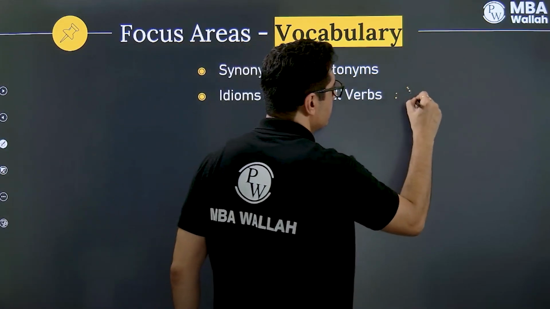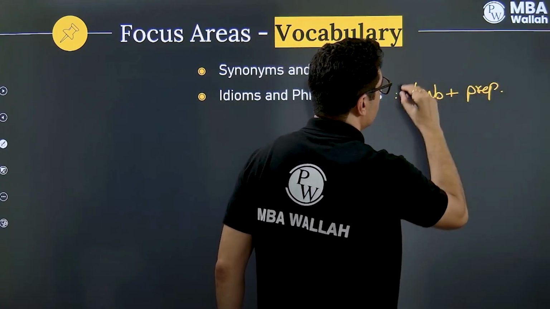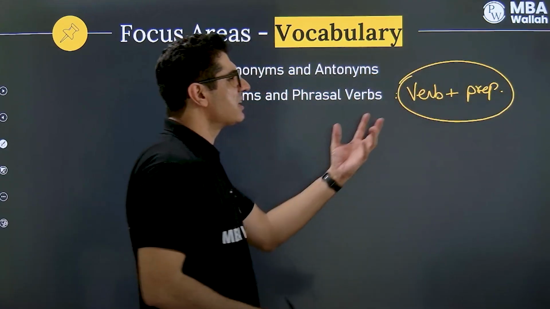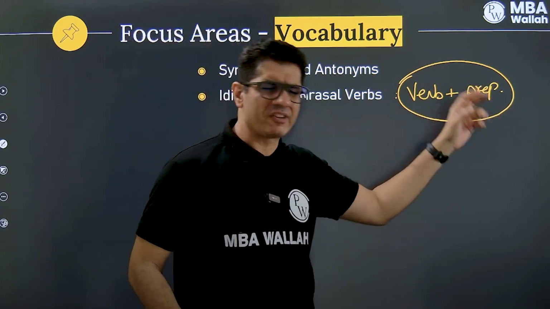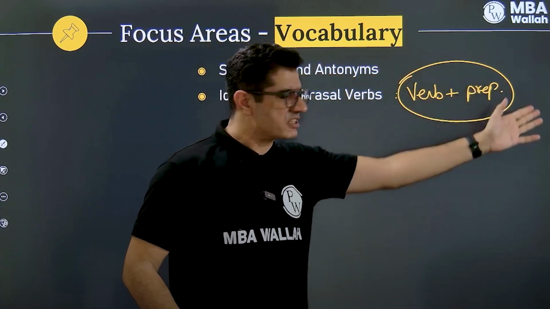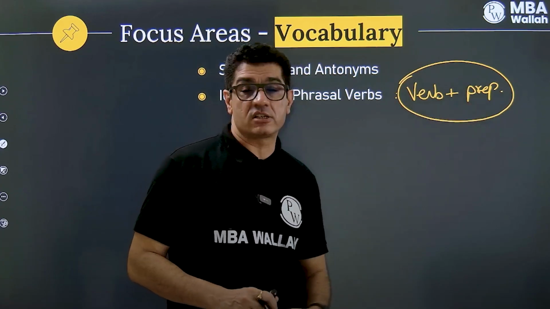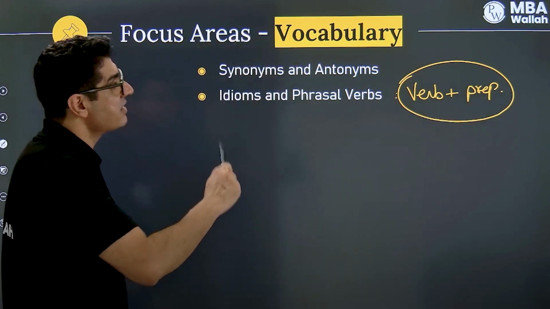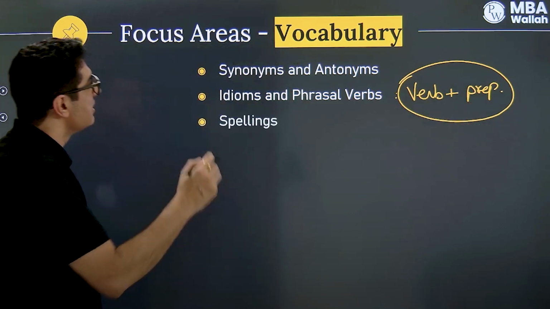Phrasal verbs are verbs plus prepositions, a verb along with a preposition that leads to a different meaning. Now, instead of a preposition, you can also have an adverb here. There are times when phrasal verbs can have 3 words too, but I'm not getting into special cases. Usually, this is what it is. So they can test your understanding of phrasal verbs. They can, of course, test your understanding of spellings.